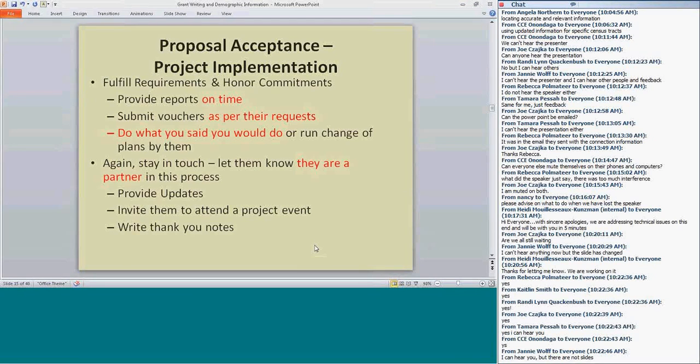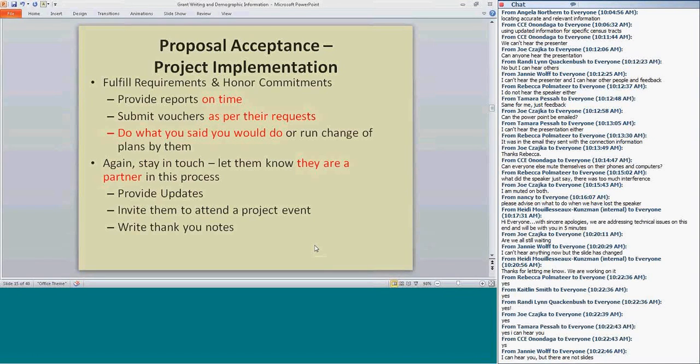Okay, so on the other end, if your proposal is accepted and you start your implementation, meet the requirements and honor the commitments that you said you would do in being granted that funding. Provide the reports they asked for. If you can't do it on time, make sure you're in touch with them to find out or get an extension. Fill out the vouchers, do what you said to do.